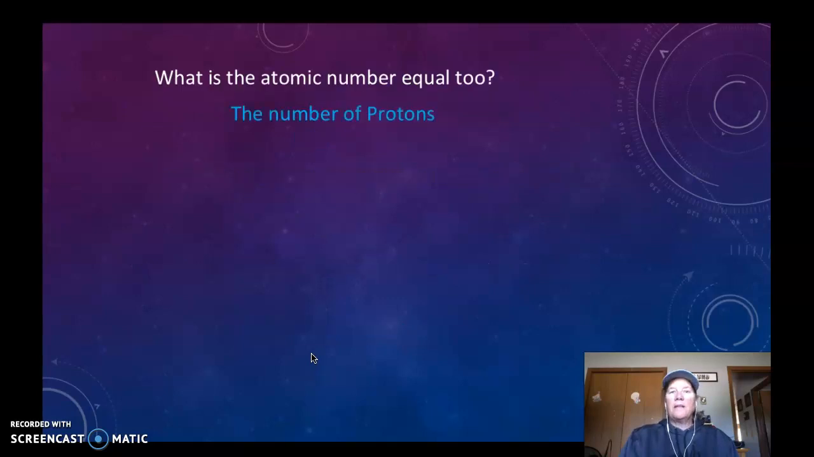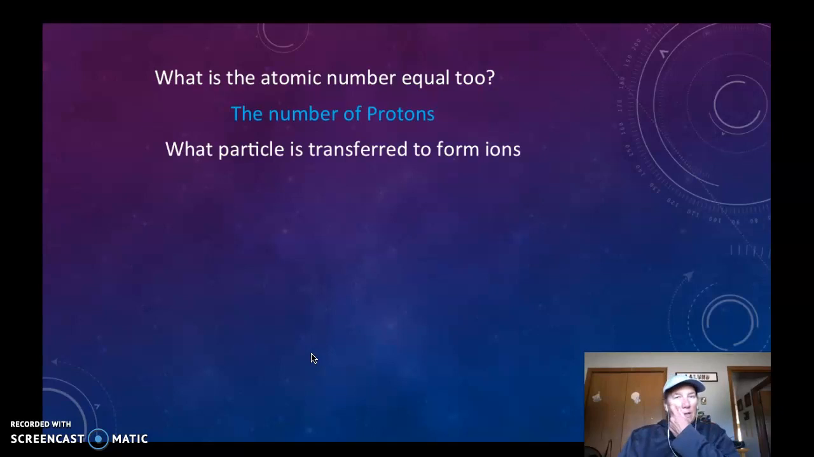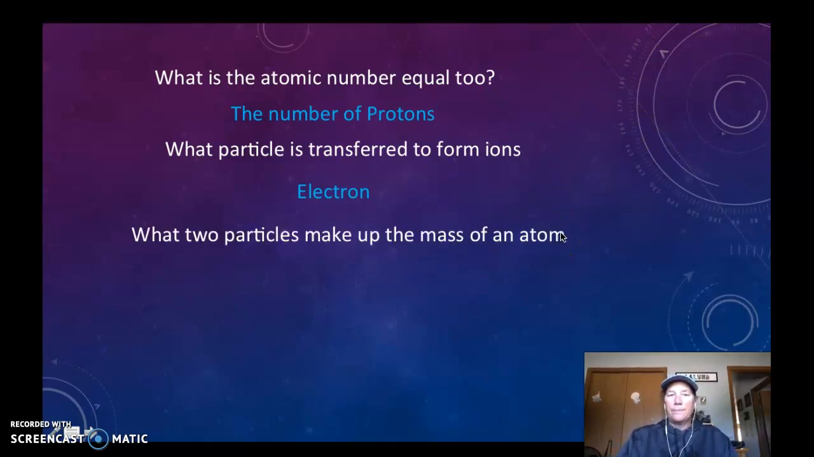Okay, so atomic number is equal to the number of protons. Those two are always the same. If you change the number of protons, you have a different element. Okay, you can change the number of neutrons, you can change the number of electrons, but you can't change the number of protons. Okay, the particle that is transferred in ions, those are the electrons. The electrons are on the outside. They're hanging out here, so it's easier to move them around. Okay, and then we get ions. Okay, what two particles make up the mass? We already talked about that, the protons and the neutrons. You add those two guys together, they're in the nucleus, they make up the mass.